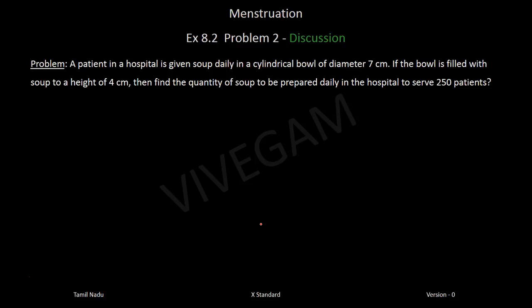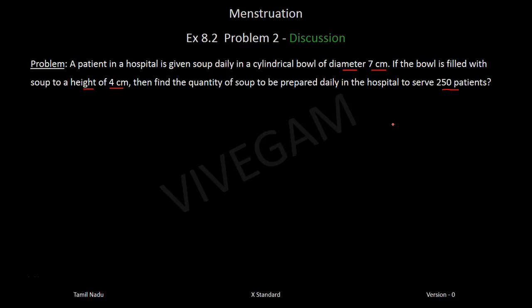So let's mark what's given in the problem. The cylindrical bowl of diameter, watch out, diameter not radius, 7 cm. If the bowl is filled to a height of 4 cm, the height is given as 4 cm. Then find the quantity of soup to prepare for 250 patients. I guess that's all that is given here.